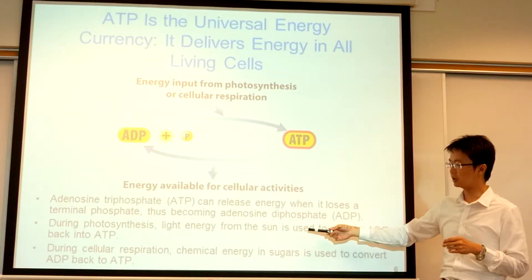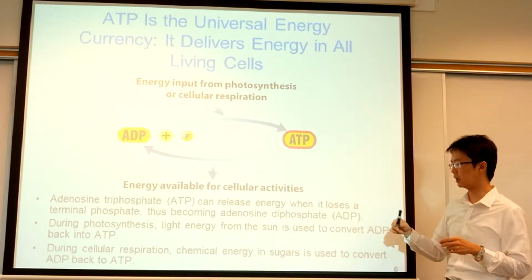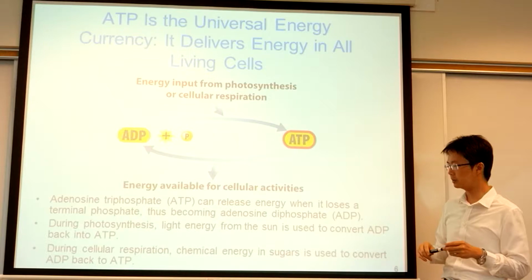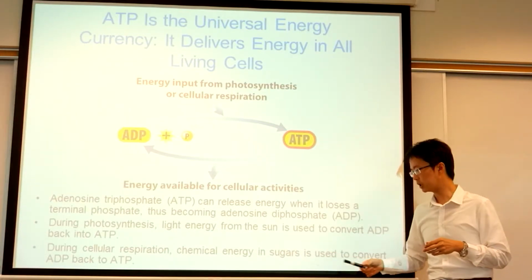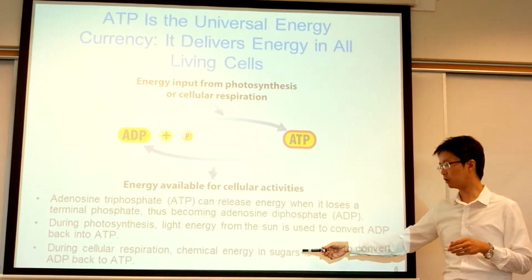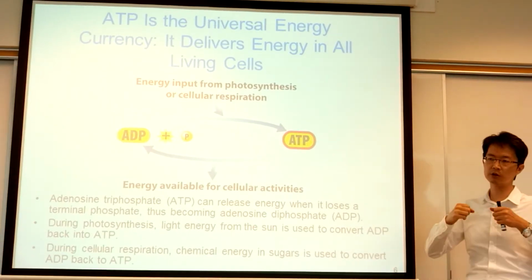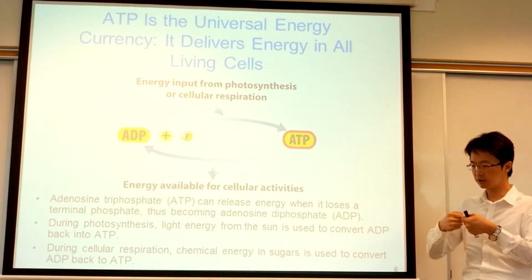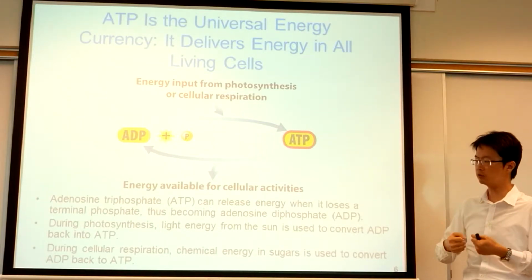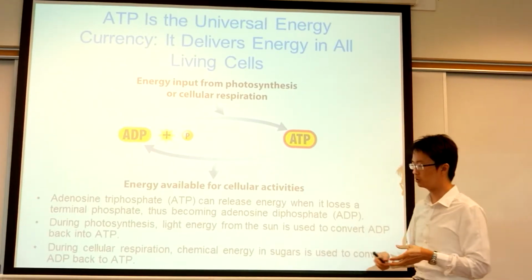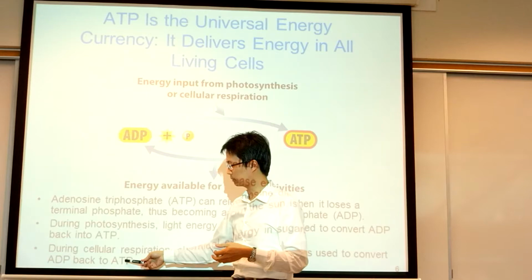So it says that during photosynthesis, light or solar energy converts ADP into ATP. In cellular respiration, the chemical energy is stored in sugar, which means in the covalent bond in the sugar molecule. We break the covalent bond in the sugar molecule to release the energy, so that we use the released energy to make ATP.